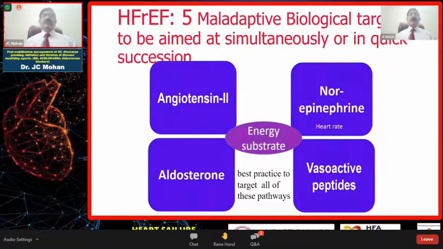We need to keep in mind one thing, that there are five maladaptive biological targets which need to be aimed at simultaneously or in quick succession. And these are angiotensin II, aldosterone, norepinephrine, and of course, I'll include heart rate there, and vasoactive peptides, and of course, new kid on the block, that is energy substrate. And the best practice is to target all of these pathways.